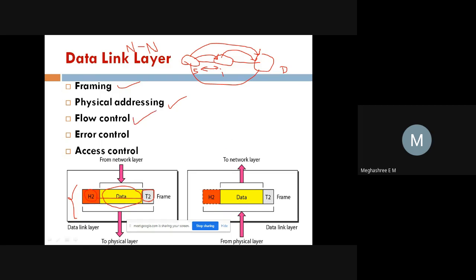The third function implemented at the data link layer is flow control. Flow control is nothing but the mechanism used to control or monitor the flow of information inside the network without any congestion. It is a method, a mechanism which governs the flow of information inside the network.